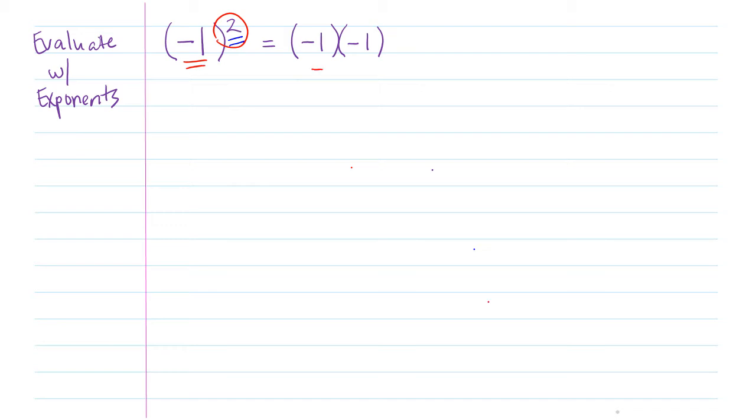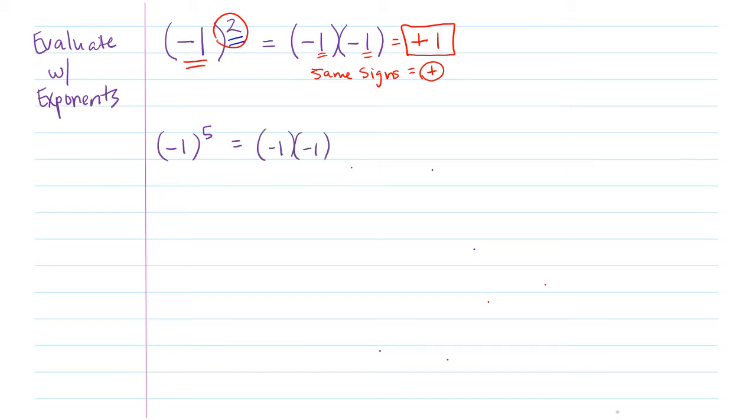Since I have a negative times a negative, two numbers with the same signs, that equals a positive. So my answer is going to be positive, and then I just take 1 times 1, which is 1. So my answer would be positive 1. Now, if I had negative 1 to the 5th power, that's the same as 5 negative 1s. So there's 2, there's 3, 4, 5.